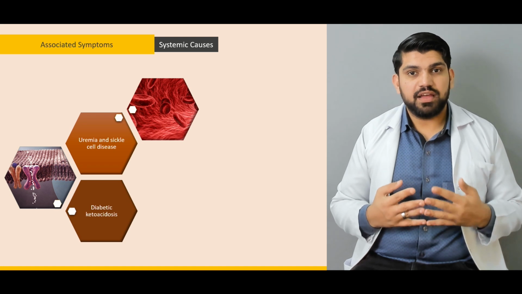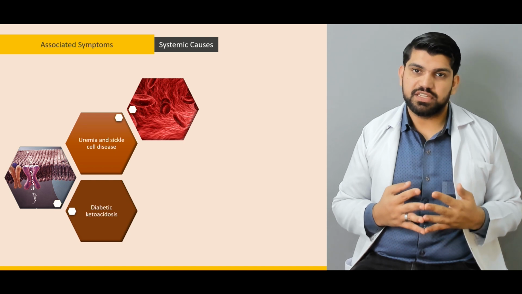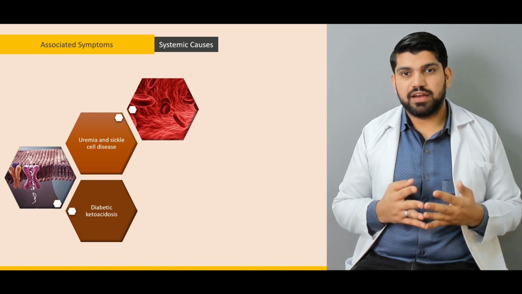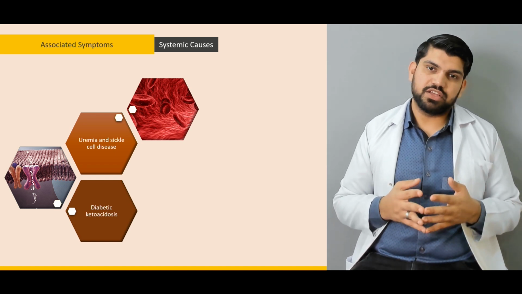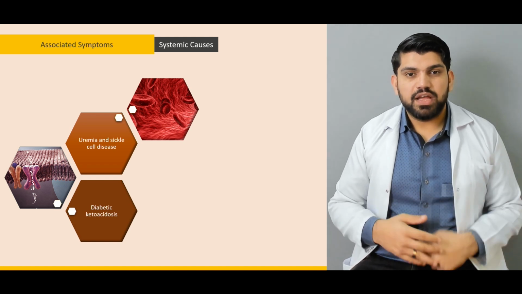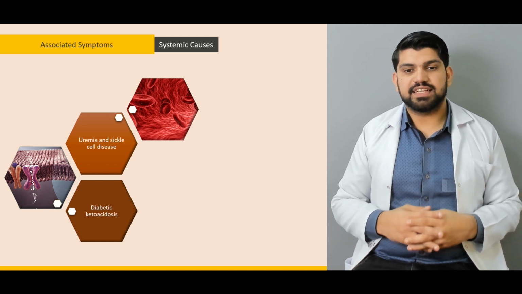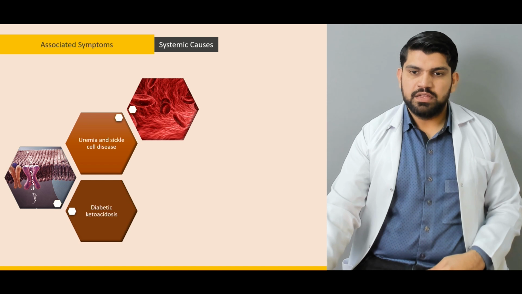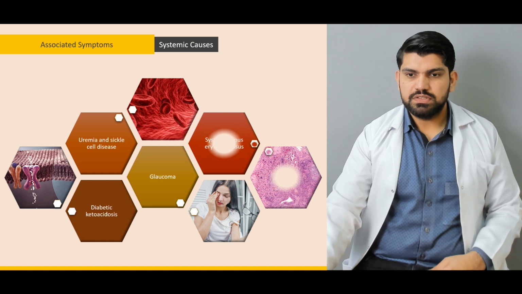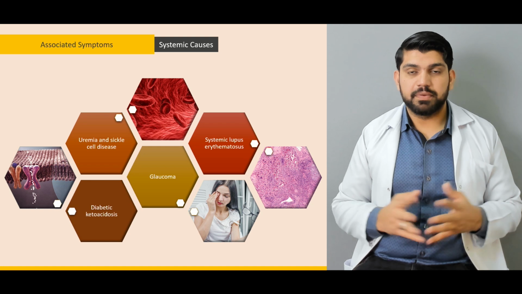So every time I focus on some diseases, think first of an emergency, because this is an emergency medicine lecture, and you have to identify the life-threatening or limb-threatening conditions that need to be treated as soon as possible. So abdominal pain is associated with uremia and sickle cell disease as well. It can present with glaucoma. Systemic lupus erythematosus is an autoimmune disorder, most commonly in females.